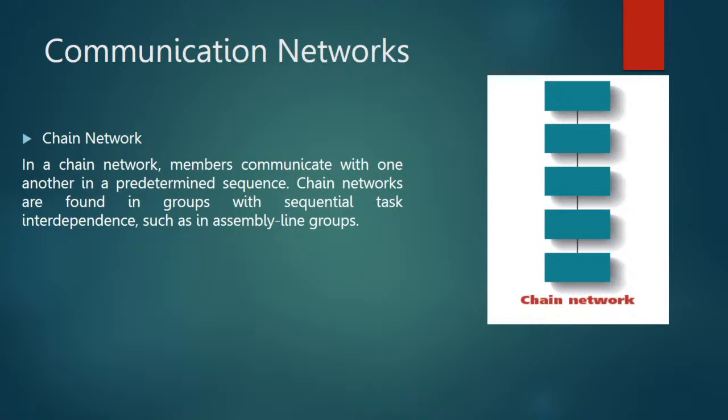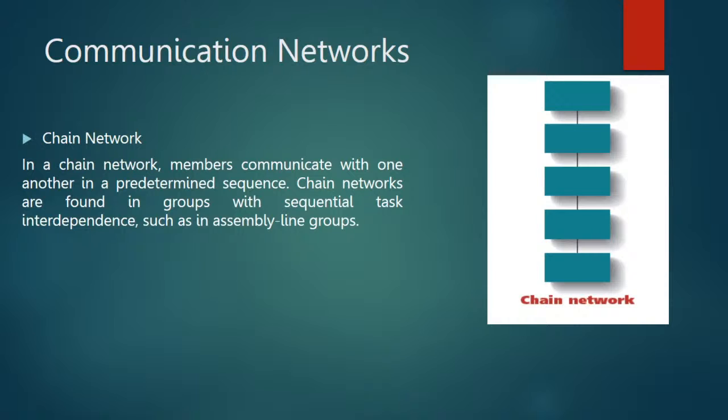The second communication network is the chain network. In a chain network, members communicate with one another in a predetermined sequence. Chain networks are found in groups with sequential task interdependence, such as in assembly line groups. Chain networks are used to communicate information in those cases when sequential activities are important. For example, in assembly lines in manufacturing concerns, where different sequential activities are important, we can use this sort of chain network.